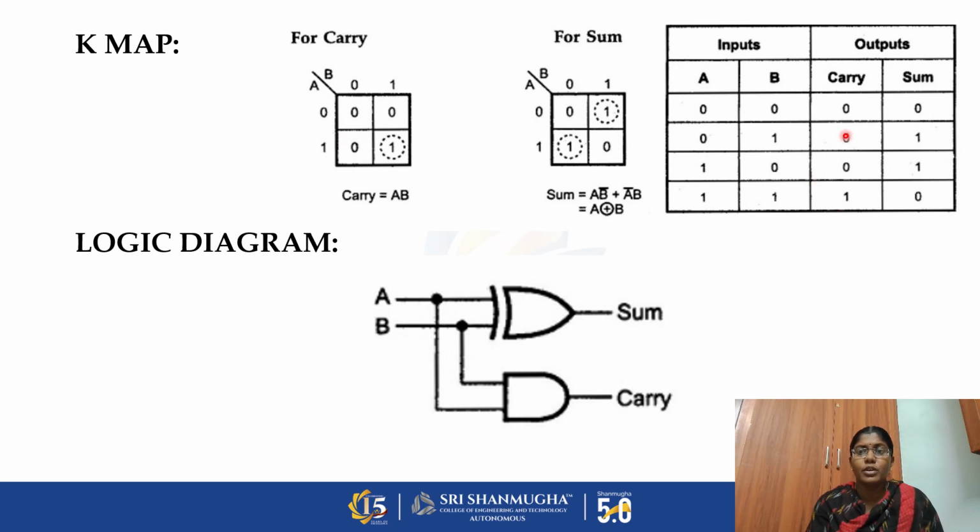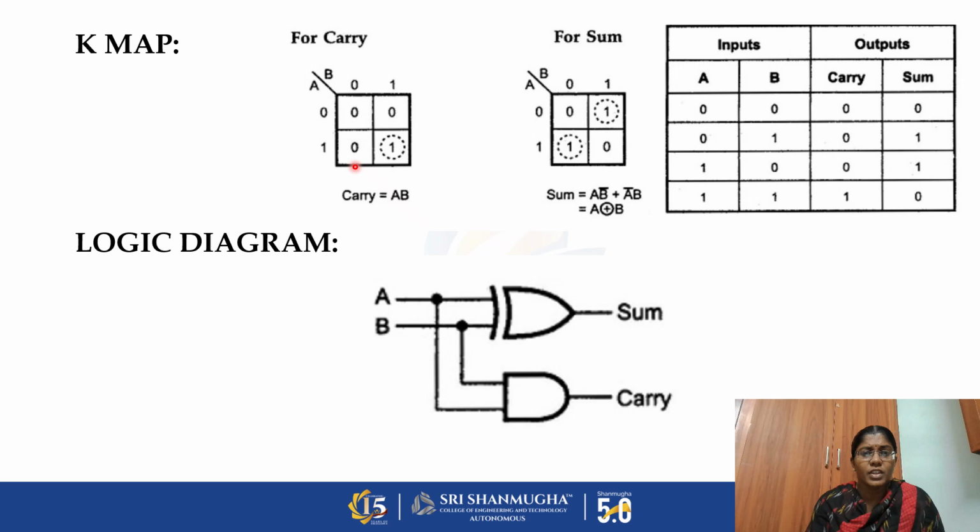You have to write the carry values, which are 0 0 0 1. Next, for sum you have to write the values as 0 1 1 0. On this side you have to write 0 1. This 0 means A bar and 1 means A. Here 0 means B bar and 1 means B.